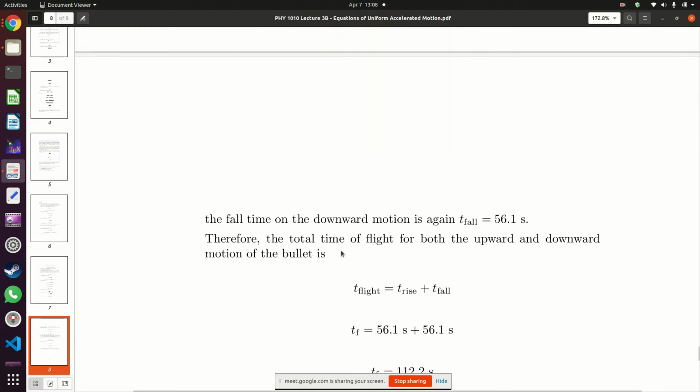And that time, the sum of the rise time and the fall time, is what we refer to as the flight time. The duration of time for which the bullet has been flying in the air.